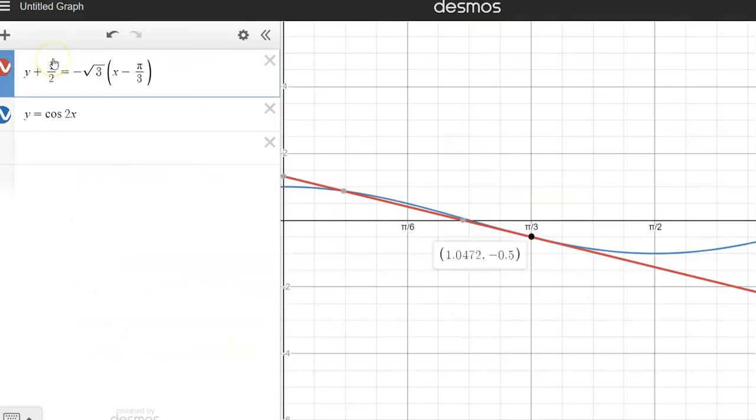Here it is on Desmos, and you can see that the line that we found is tangent to the function at pi over 3.